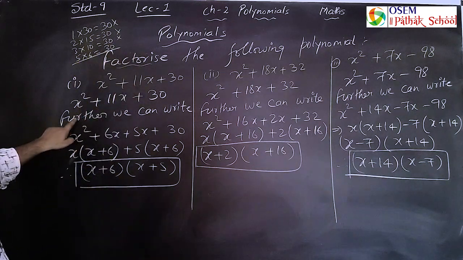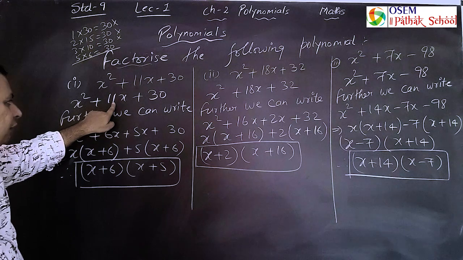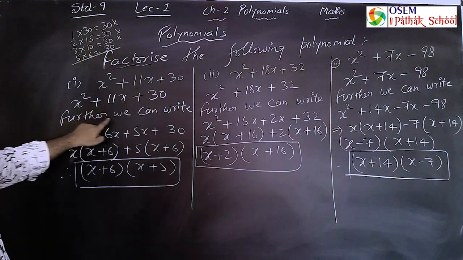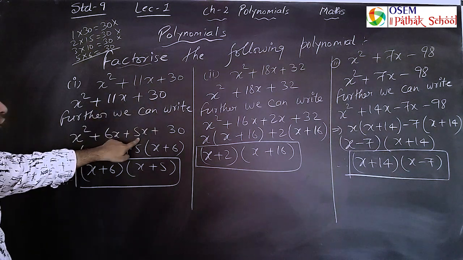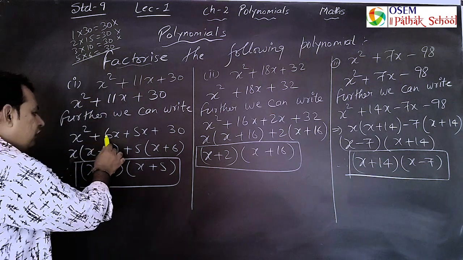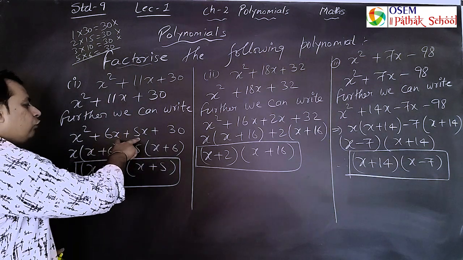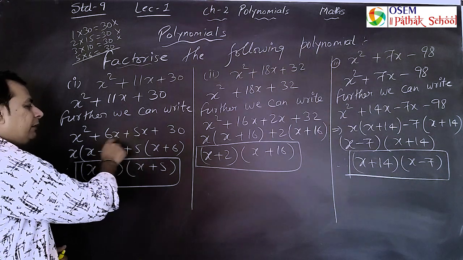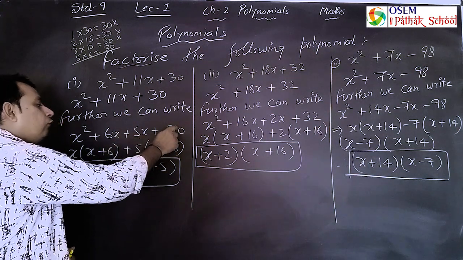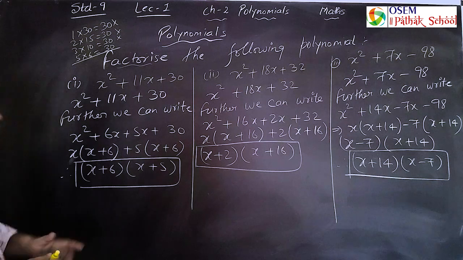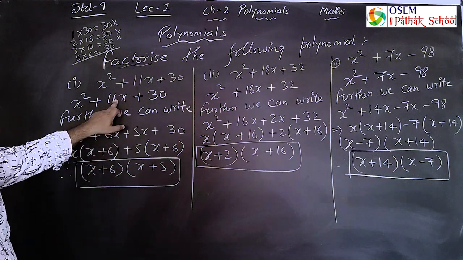So I have shown over here x² + 11x + 30. We can further write it as 6 plus 5 is 11 and 6 into 5 is 30. When we add or subtract, we should get the middle term, and when we multiply the two numbers, we should get the product of the first term and the last term. So 6 plus 5 will be 11x.